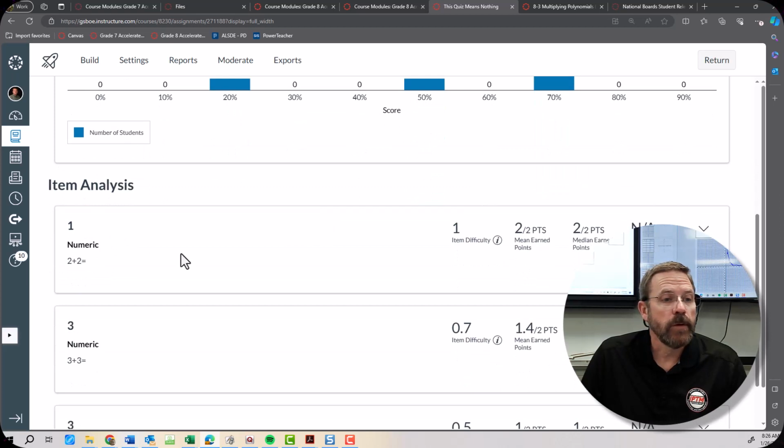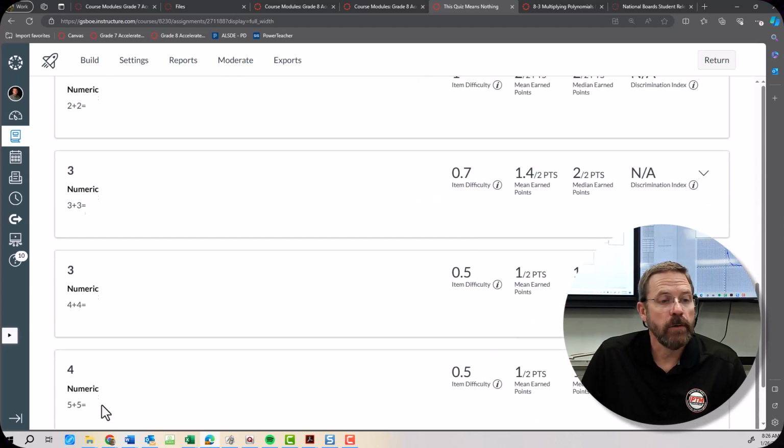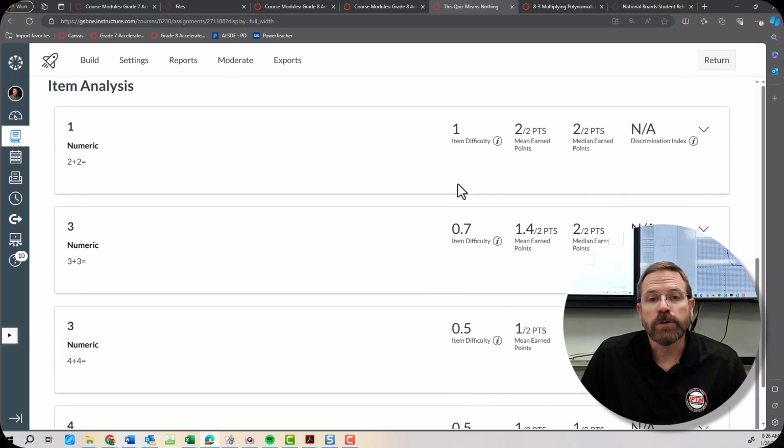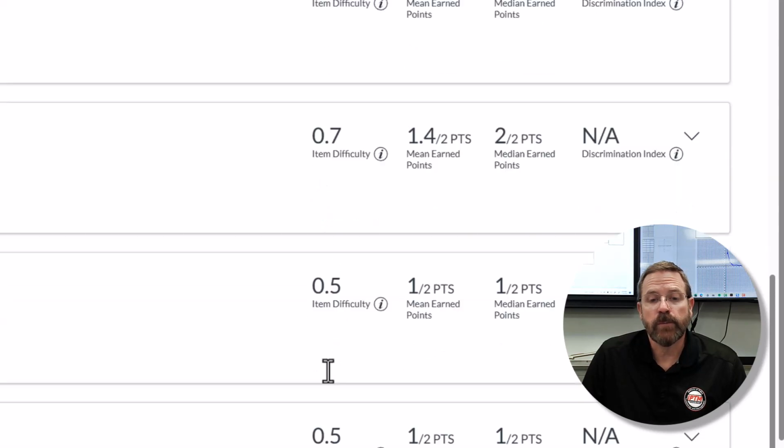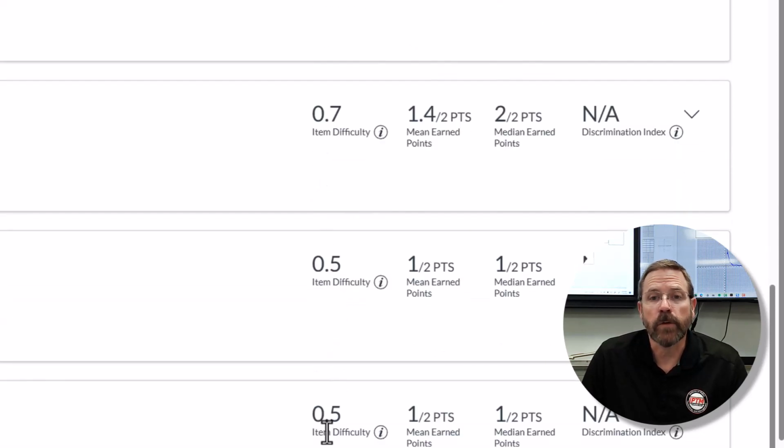First thing it's going to do is show you every individual question. On the questions, it gives you the difficulty level. If you take the difficulty level and multiply it by 100, that's going to tell you what percentage of the students got that question correct. So number 1, 100% of my students got correct. Number 2, 70%, then 50%, and 50% for number 4 there.